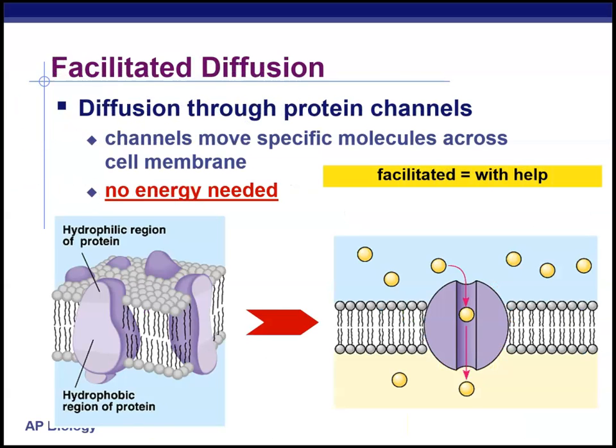Another type of diffusion still follows the second law of thermodynamics, but it happens through a protein that we can call a facilitator. This protein facilitates the diffusion because it allows the molecules to go through it. It acts as a channel. And this protein that's acting as a channel is not using any extra energy in the form of ATP. It's not using any ATP in order to do this. It's just allowing those molecules through.